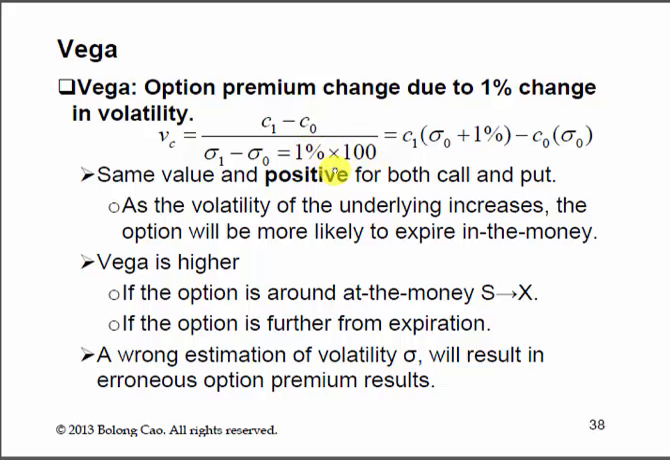You calculate it as 1% times 100 for that change. So for a 1% change in volatility, how much will the call premium change? If we just add 1% to the original standard deviation, we will have a new call price. That new call price minus the old call price will give us the Vega. It has the same value and is positive for both call and put.